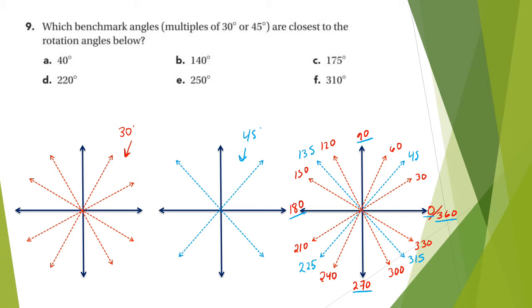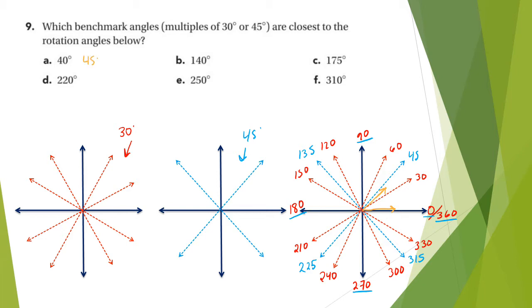So now I'm thinking about what's closest to 40 degrees. In this case, I'm going to think about how 40 degrees would be probably closest to 45 degrees. So if I sketch a 40-degree angle, that's closest to 45.